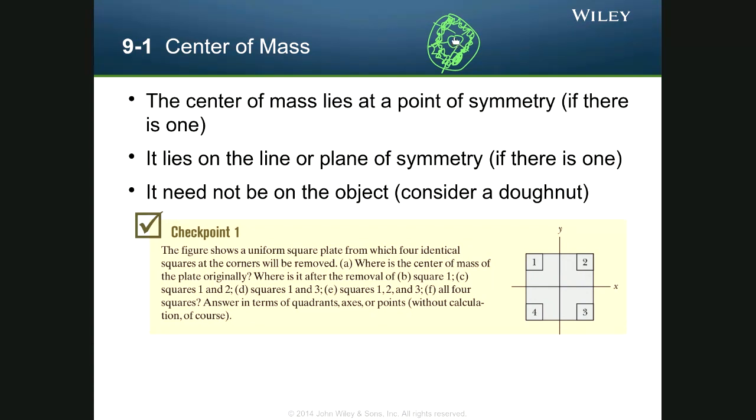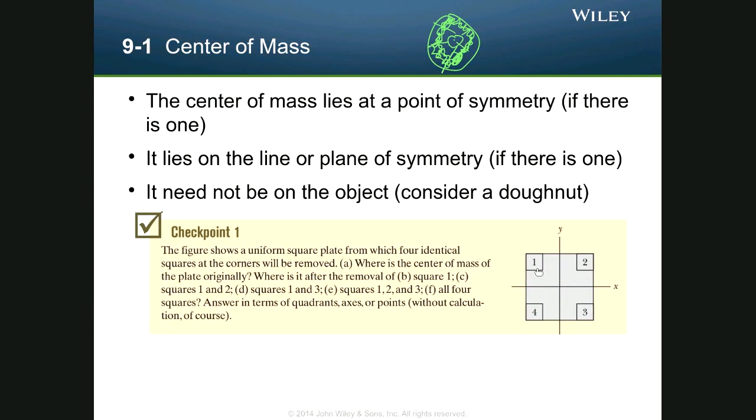So the figure here shows this uniform square, right? You'll notice it says uniform square plate, so that tells us it's constant density, which has 4 identical squares at corners that can be removed. Okay? So we want to know the center of mass for each of these situations. You'll notice the center of mass of the square here, and then after the removal of certain plates, and each part will tell you where it is. So the answers can be very general. We don't need a specific point, right?